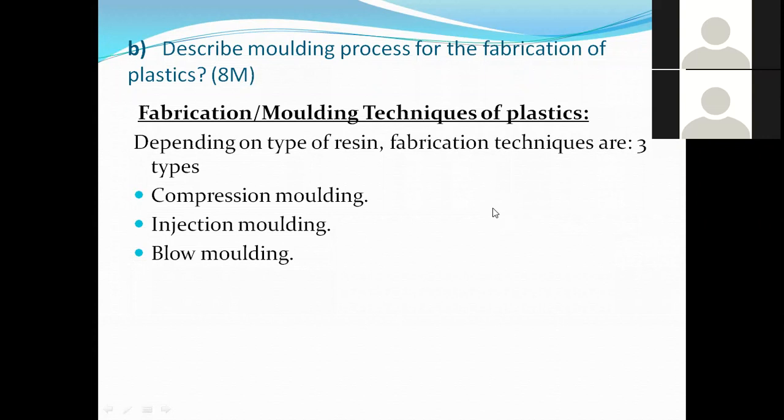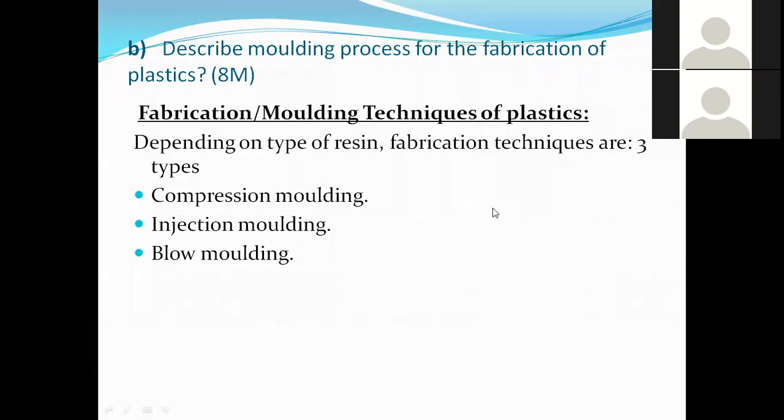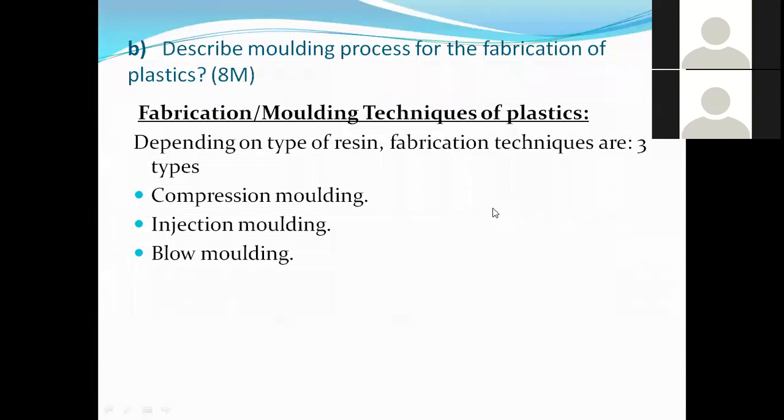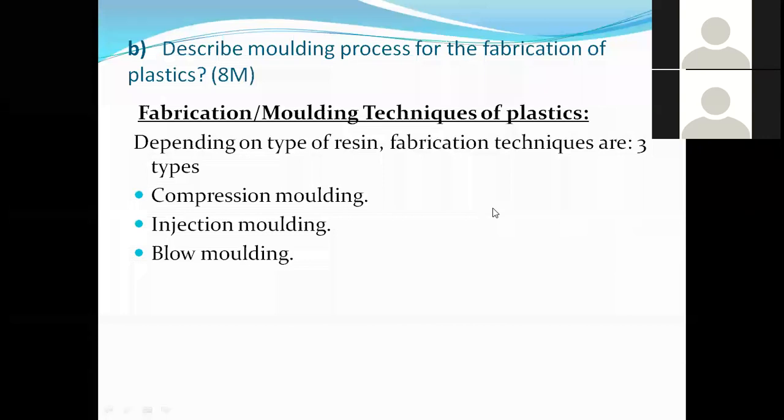I will tell you what is known to be a fabrication method. The fabrication method is also known as the molding method. Fabrication method is nothing but a molding method. When we are applying the fabrication method or the molding method, the plastic raw material is converted into an article. The plastic raw material we convert into an article.